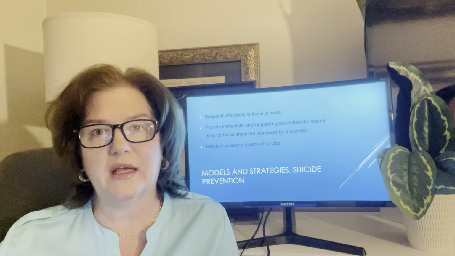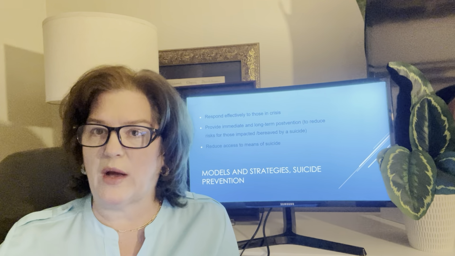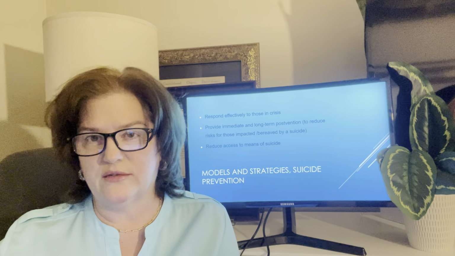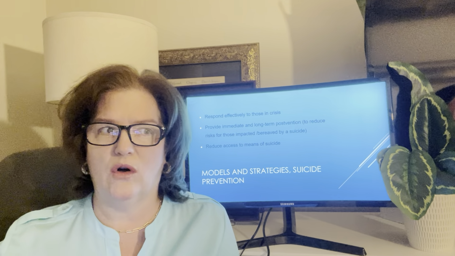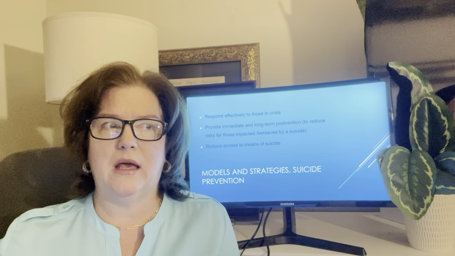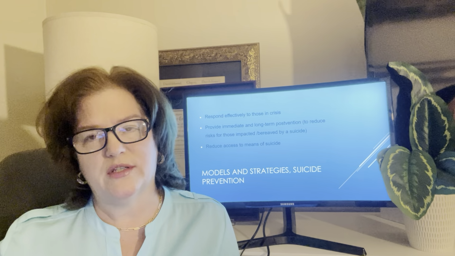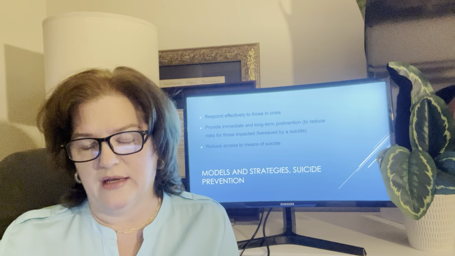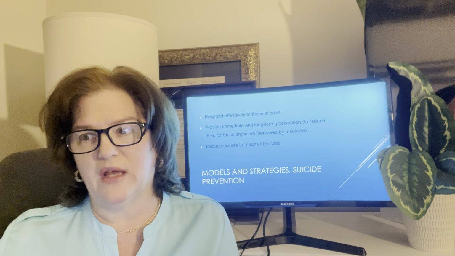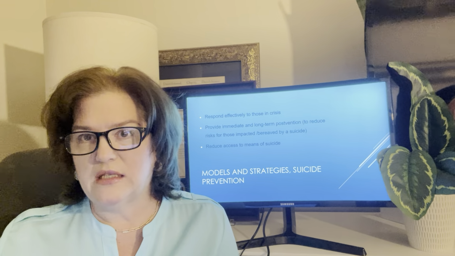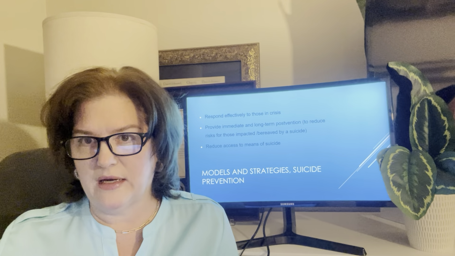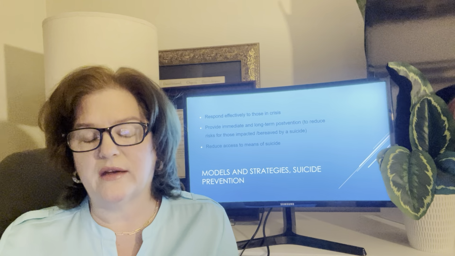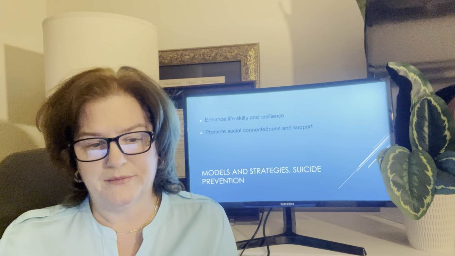So that would be limiting firearms, weapons, those instruments of self-harm. So these are models and strategies of suicide prevention. Certainly not all, it's not limited. These are just some that are from nationally recognized organizations. So SAMHSA, the National Institute of Health, the CDC, and the WHO all recognize these particular points as verified effective strategies and models.